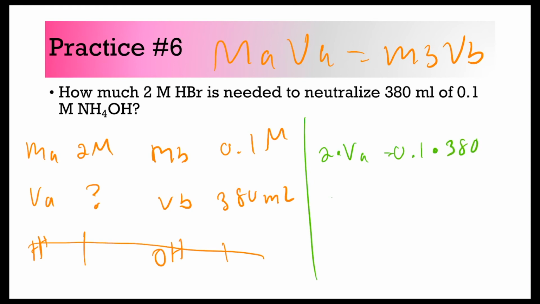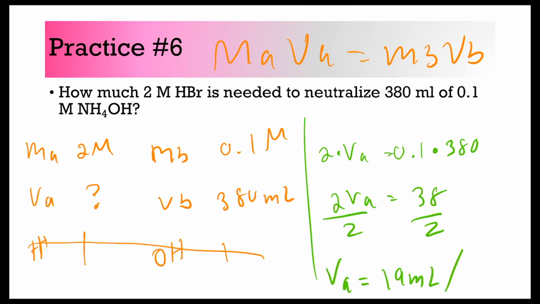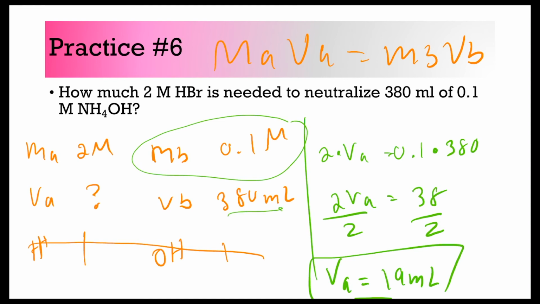So if we do some math, we get 2Va equals 38. Divide both sides by 2. The volume of your acid is 19 milliliters. And that makes sense because our base is very, very weak. The lower the concentration, essentially the weaker the base is. And so you need a lot of base, only a little bit of acid to neutralize it. So having a much smaller volume makes sense in this example.